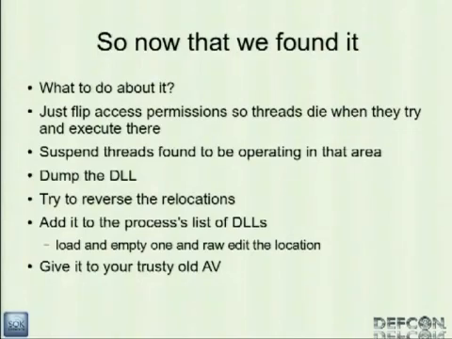So now that we found it, what do we do about it? Well, you could just flip access permissions so that threads that try and execute there get an access violation and die. Could be a very serious problem with false positives if you had a false positive in some system service, which would be very bad. You could also suspend threads found to be operating there, but if you wanted to do that, since threads don't have attribution, you'd have to do it. For just reflective injected DLLs, it's not horribly important to catch it immediately.